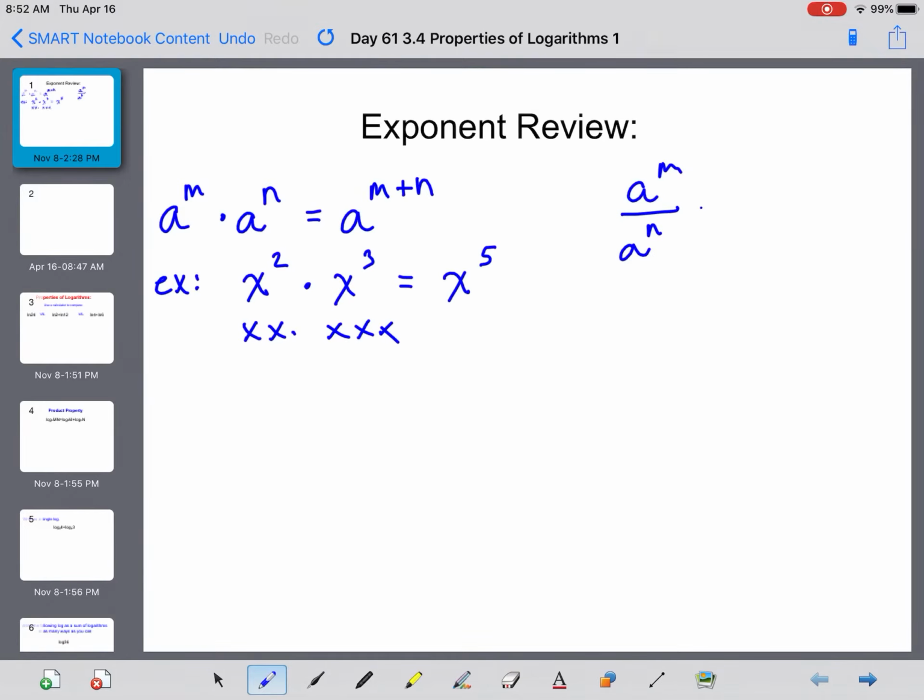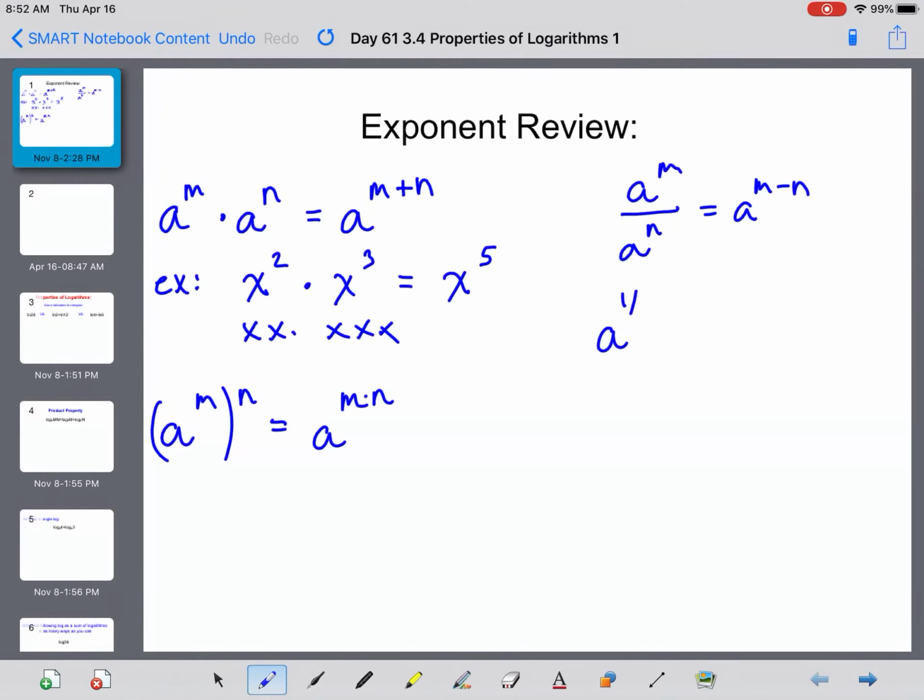Likewise, if we are dividing things with the same base, then we end up subtracting those exponents. So that would simplify to a raised to the m minus n power. If we have something that is being raised to a successive power, so a to the m raised to the nth power, this would be equivalent to a to the m times n power. So these are our 3 basic properties of exponents.